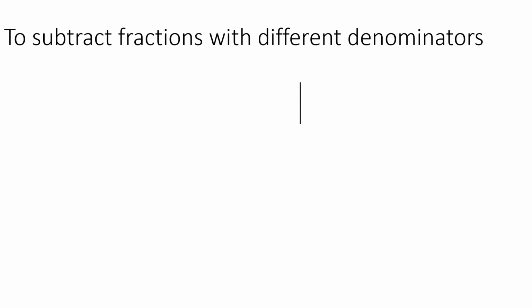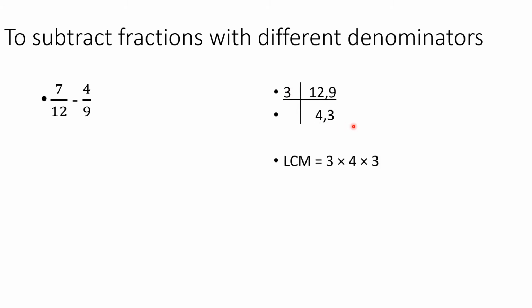Now let us solve a few questions of subtraction. Subtraction with different denominators. Here is one question, 7 by 12 minus 4 by 9. Here 12 and 9 are denominators, and we will find the LCM first. LCM of 12 and 9. What is a common divisor? Yes, 3. So we will divide by 3. 3 fours are 12. 3 threes are 9. Now 4 and 3, there is no common divisor of 4 and 3. So we will stop here and multiply this common divisor and the remaining numbers. So here it is, your LCM will be 36.